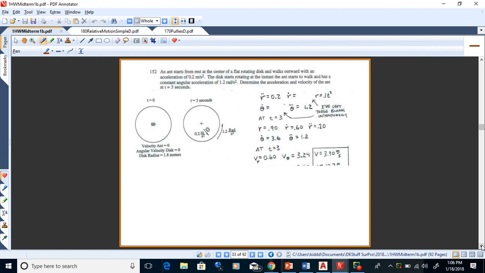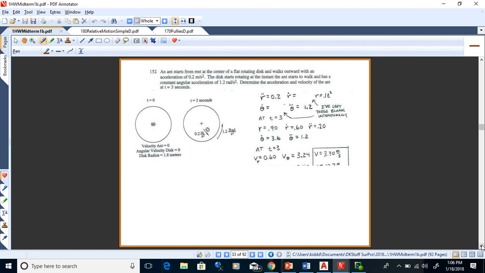So we got a couple of these, 150. I'm always renumbering these. I don't know if it's 1 or 2, but it's this one. It's the one with the ant on a plate kind of thing, walking outwards. Yeah, I think it's 151, right?